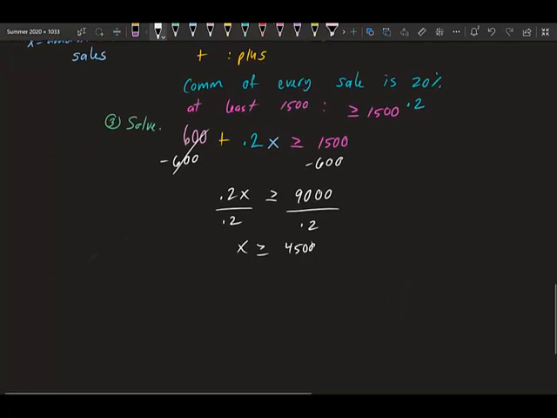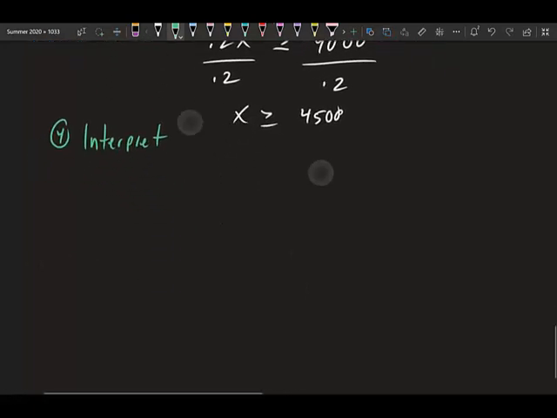So now we need to figure out, what does 4,500 mean? Like, great, x has to be greater than 4,500. Okay. Now we have to interpret our answer. So this is what he has to make the company to get the amount of money he needs.